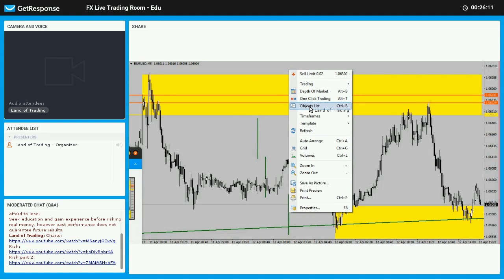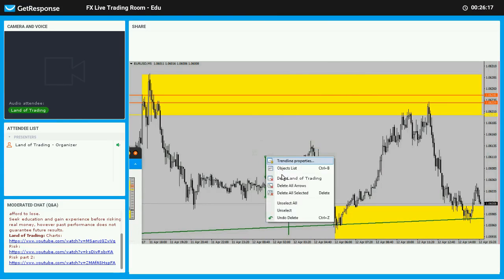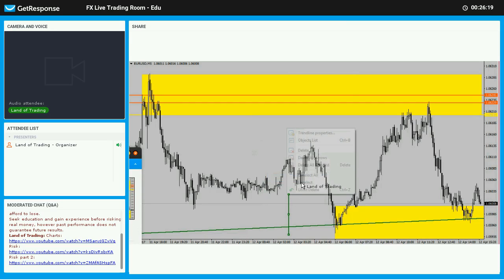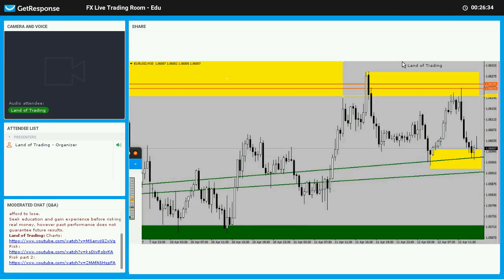Now let's remove a few things and let's get back to this euro dollar. Okay, let's get back to this euro dollar. So we are testing and we are reacting, as you can see here on this euro dollar.